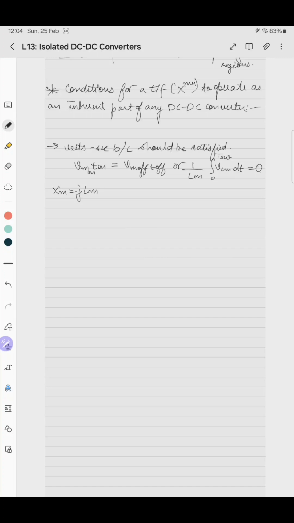So another requirement of transformer is that we have to reduce the Im, that is the current drawn for magnetizing the core, because basically the transformer draws more current. The transformer draws current for two things. First is for transferring the power from primary to secondary. But how does a transformer transfer the power from primary to the secondary with isolation? It is based on the principle of electromagnetic induction.